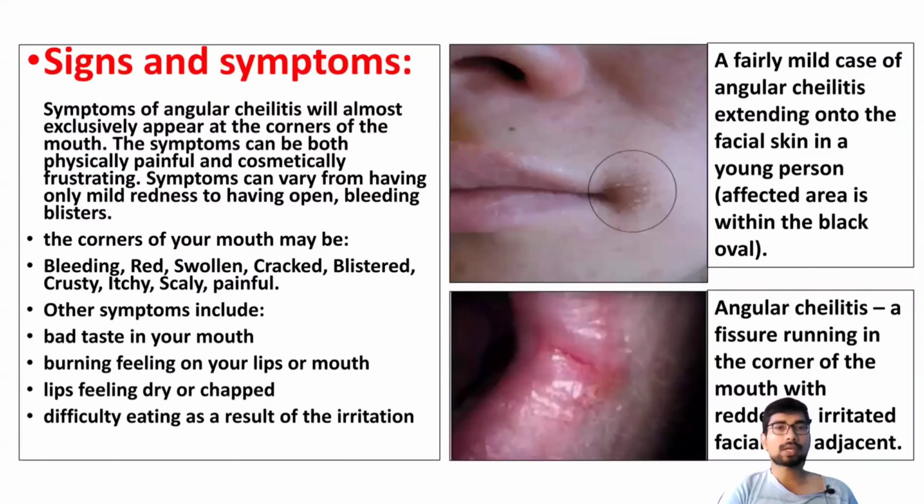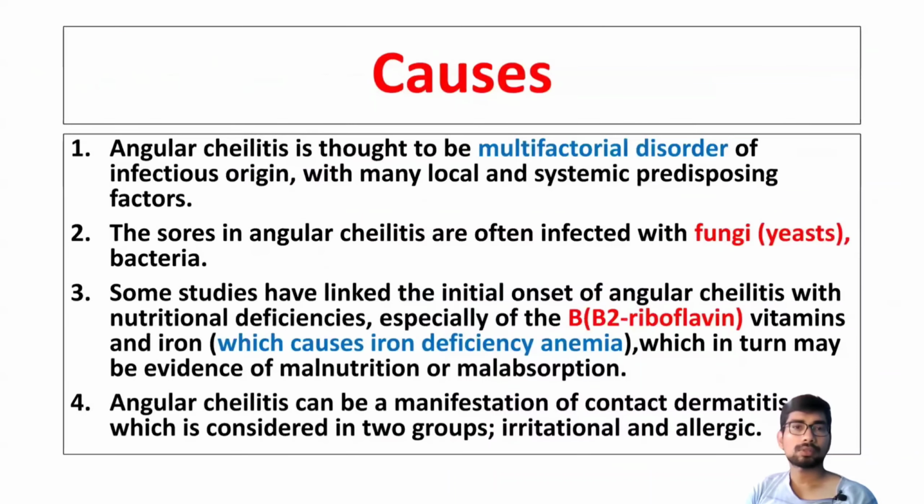Angular stomatitis. Symptoms of angular cheilitis will almost exclusively appear at the corner of the mouth, both physically painful and cosmetically frustrating. Corners of the mouth may bleed, and be red, swollen, and cracked. Other symptoms include bad taste and burning, lips feeling dry, and difficulty in eating because of irritation. This is a fairly mild case of angular cheilitis extending to facial skin in a young person. The affected area is within the black oval region. Angular cheilitis shows a fissure running in the corner of the mouth.